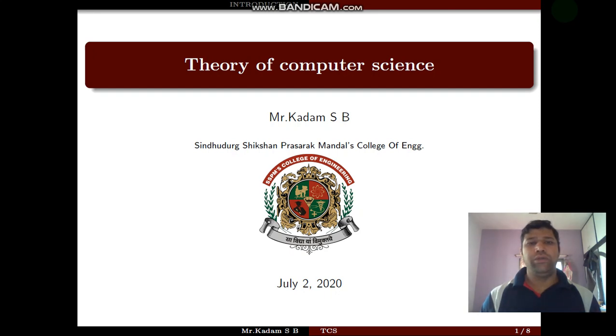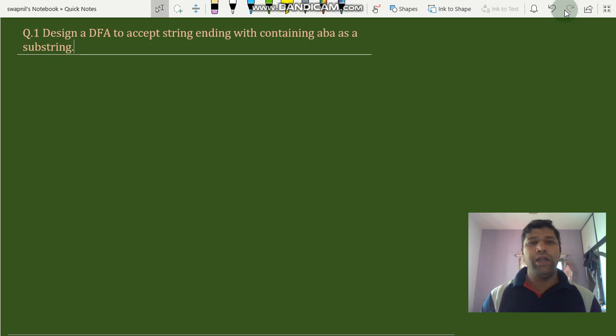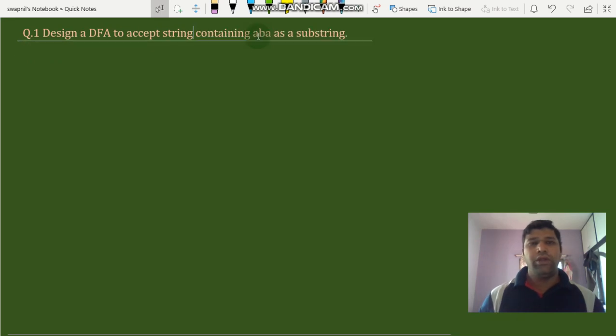In today's lecture, we'll see how to design a DFA for accepting a string which is a substring of any particular string. We'll take one example: designing a DFA for accepting a string containing ABA as a substring. A string consisting of A and B, and we are interested in designing a DFA for accepting a string which contains the combination ABA as a substring of that particular string.